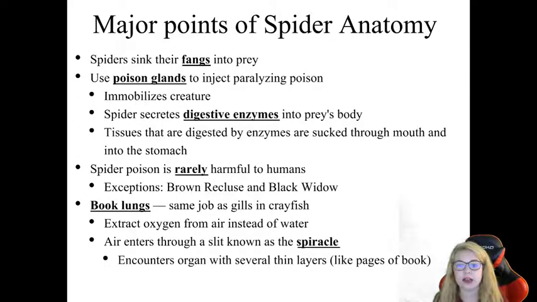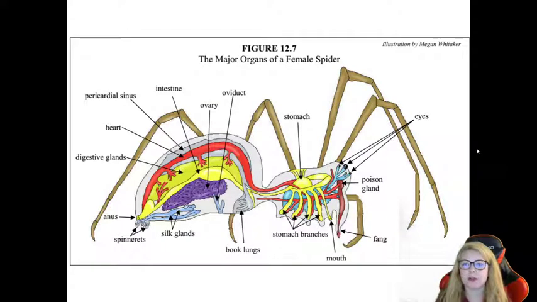And it encounters an organ once it goes through the spiracle with several thin layers, so it looks like pages of a book, which is where it gets the name book lungs from. Right? And so, as I said, you are not responsible for labeling this diagram, but just an overview of some of the major features here.